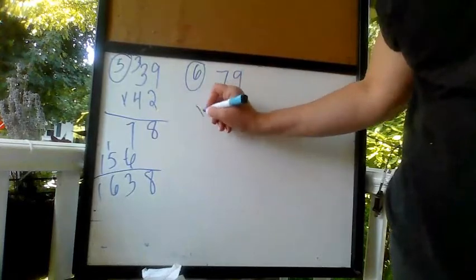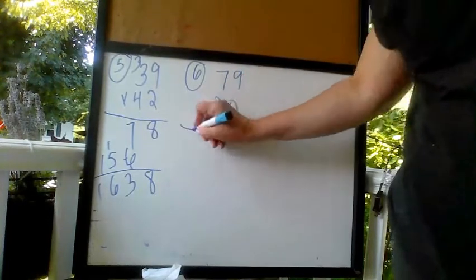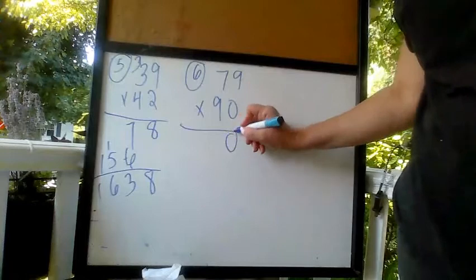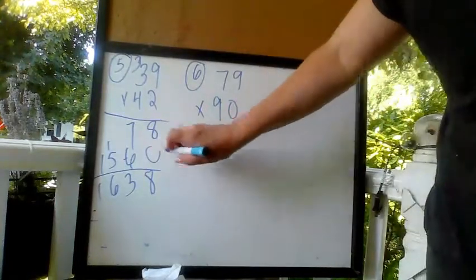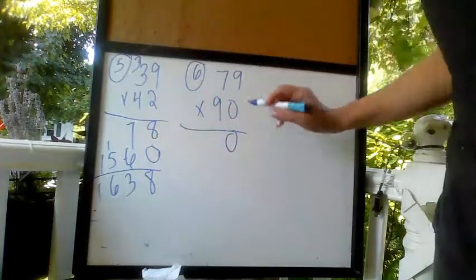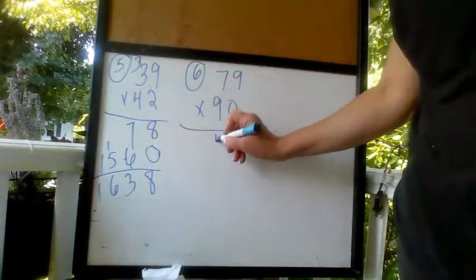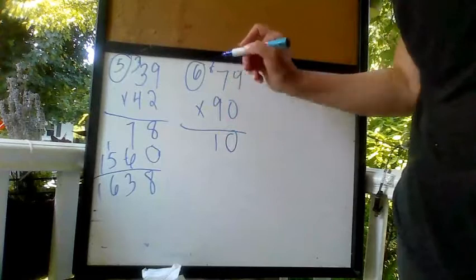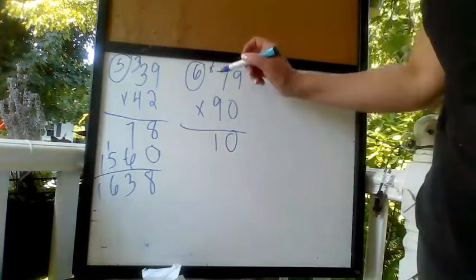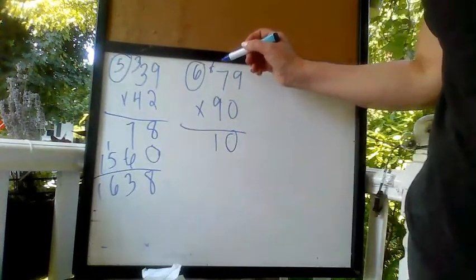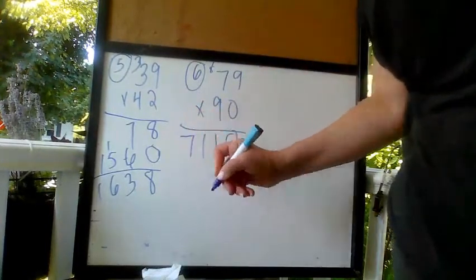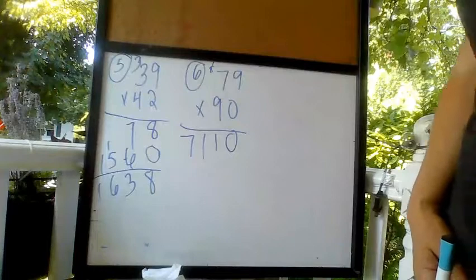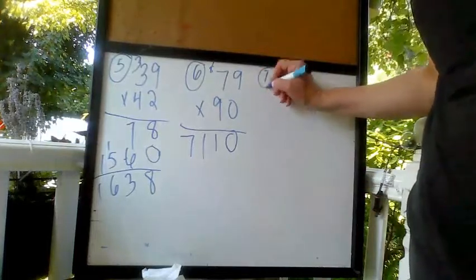79 times 90. So 0 times anything is 0. 9 times 9 is 81. Put down the 1, carry the 8. 9 times 7 is 63. And then 63 plus 8 is going to be 71. So the answer is 7,110. Number 7.